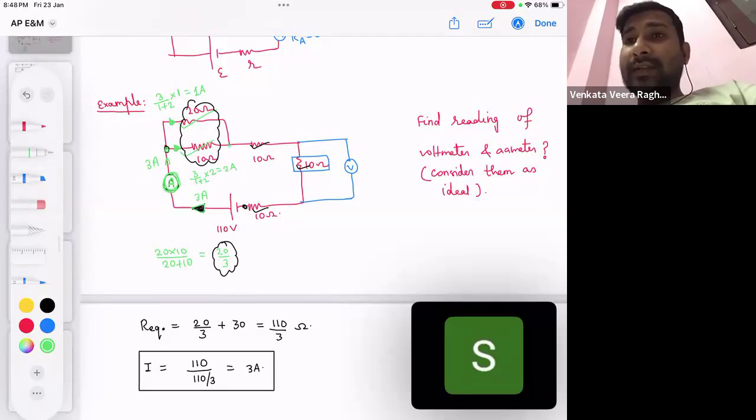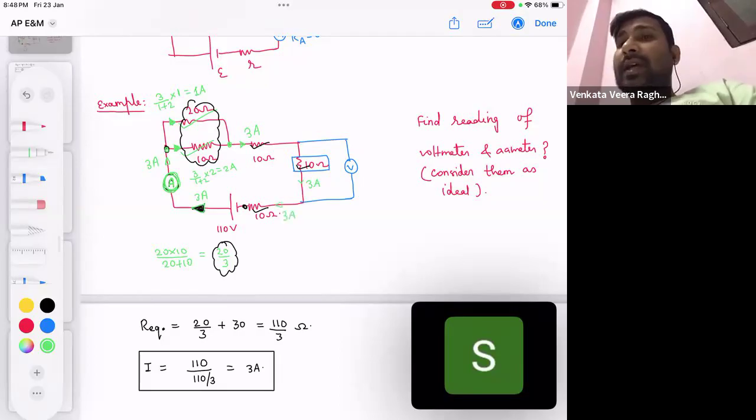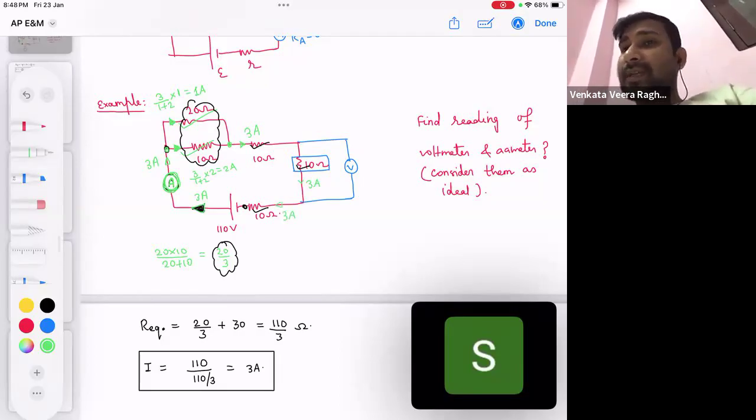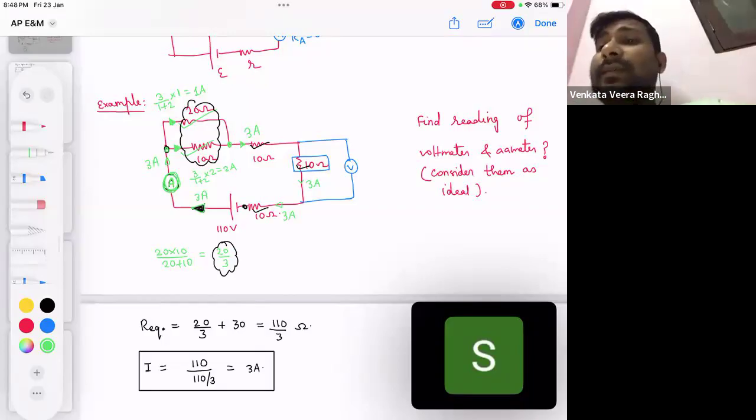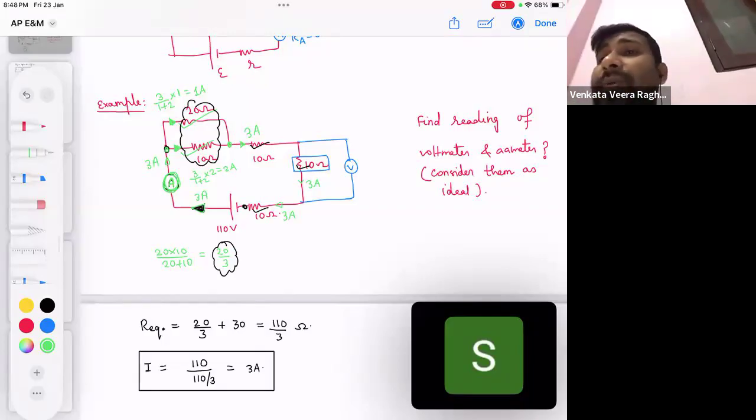Now again when it reaches this junction, how much current will it become? The same current, 3 ampere. What is the current flowing in this branch? 3 ampere. What is the current flowing in this branch? 3 ampere. Now tell me, ammeter reading, how much did we get? 3 ampere. Voltmeter reading. Voltmeter reading means what? The voltage across this blue color resistor, 10 ohm resistor.